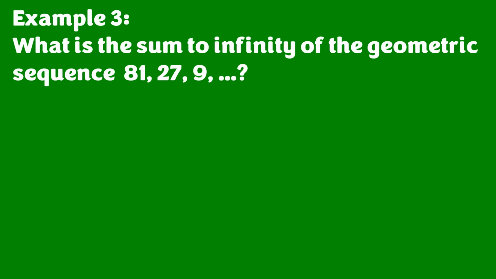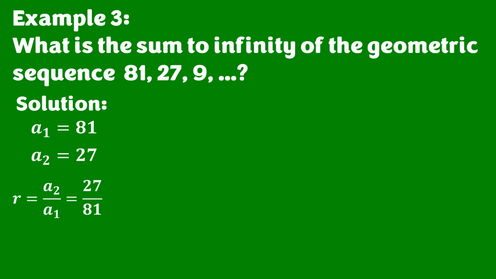Let's have example number 3. What is the sum to infinity of the geometric sequence 81, 27, 9, and so on? a sub 1, or the first term, is 81. a sub 2 is 27. So let us solve for the value of r. r is equal to a sub 2 divided by a sub 1. So that is equal to 27 over 81. And then simplify now 27 over 81. So we have 1/3. So the value of r is 1/3.